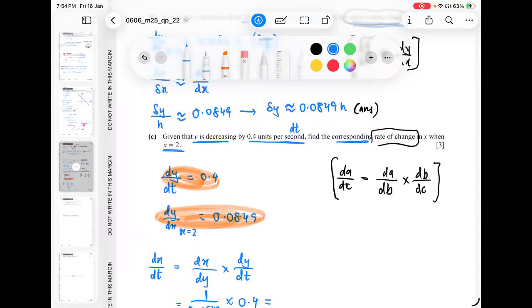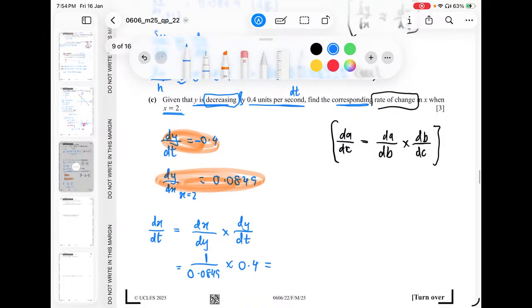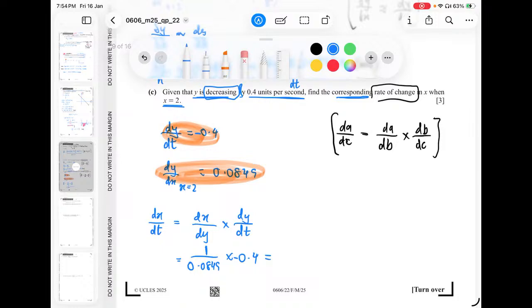Sorry, you need to also remember that they told it is going to decrease, right? That means it's going to be a minus over here. I forgot about the minus there. So since they told it the y is decreasing, that means the change in y is going down. So you need to write the negative also. Don't forget the negative. I'll just give it the negative in red so it's easier to see. And then this should give you negative 4.71 to three significant figures.